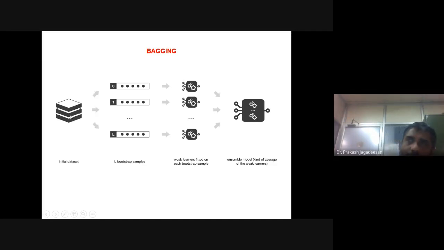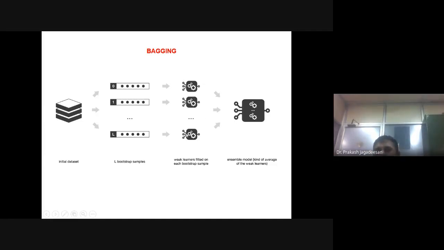Here, if you see, I'm assuming that the initial data set is available. From the initial data set, I'm going to generate L bootstrap samples. This is my zeroth iteration, first iteration, Lth iteration. So I have L plus 1 data sets available. Using each data set, that is the zeroth data set, first data set, Lth data set, I'm going to build a model. So thereby using different data sets, I'm going to build models.